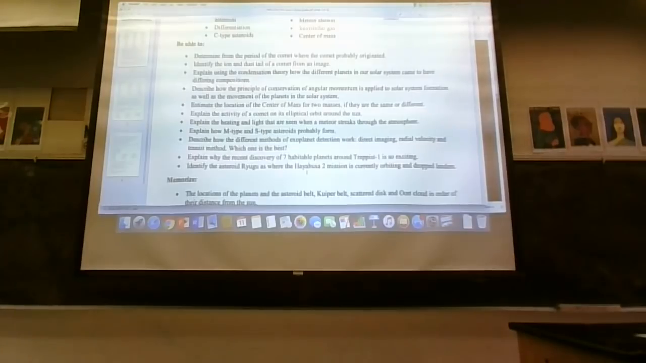Estimate the location of the center of mass. I just did that with you. And mainly there's two types, either the same or different. The different is the more interesting one.